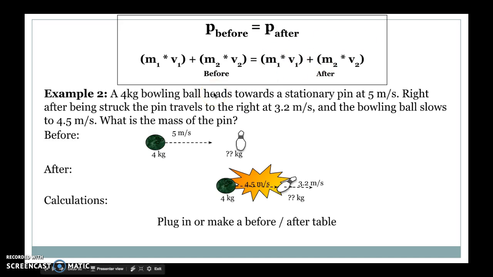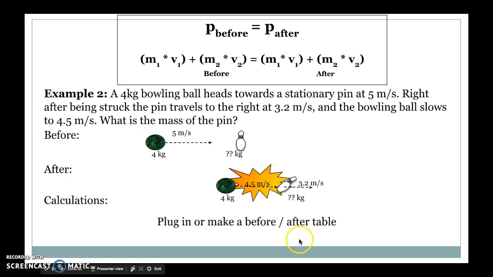So on page 27, the example is a 4-kilogram bowling ball heads towards a stationary pin at 5 meters per second. Right after being struck, the pin travels to the right at 3.2 meters per second, and the bowling ball slows to 4.5 meters per second. What is the mass of the pin? So our picture, we've got the ball moving to the right, the pin not moving. After they collide, the ball slows down a bit, the pin goes flying to the right.